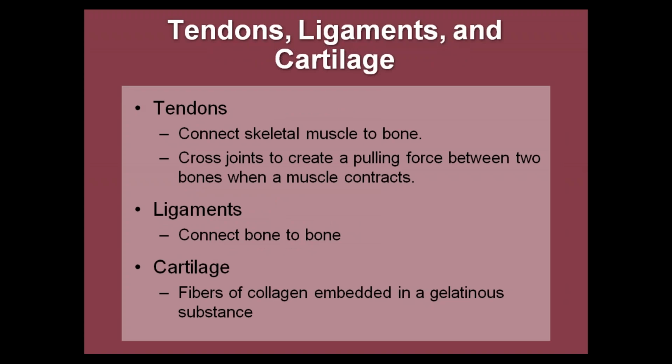Tendons are connected. We got that. They cross joints to create a pulling force between the two bones when a muscle contracts. The ligaments connect bone to bone. Cartilage is fibers of collagen embedded in a gelatinous substance.